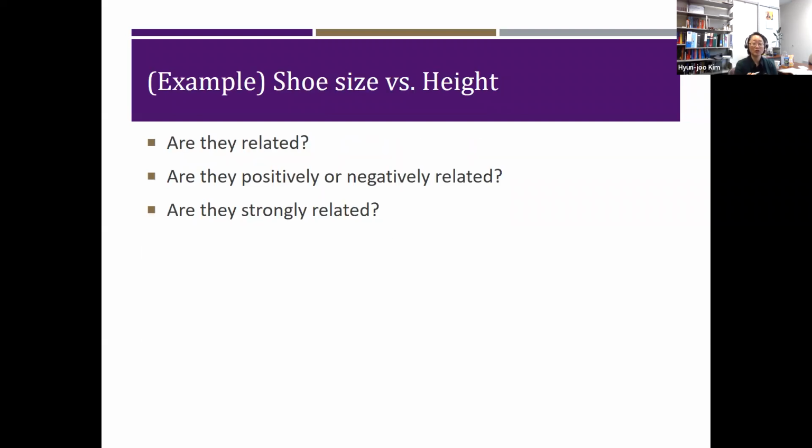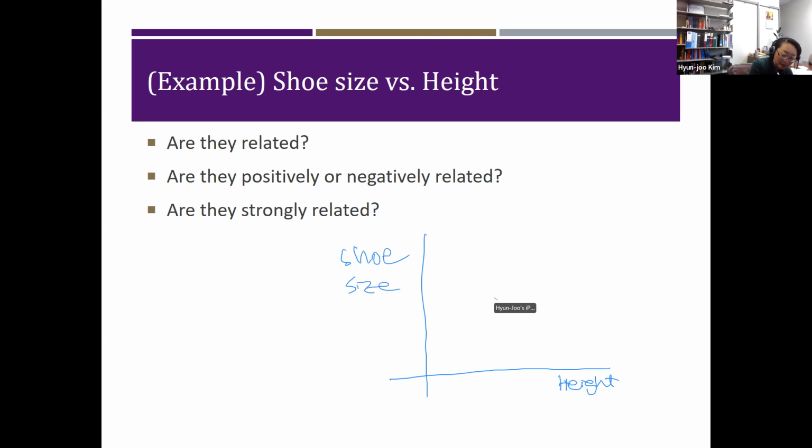Before we move on, when you have this type of question, the very first thing you want to do is draw a scatter plot. A scatter plot is nothing more than a two-dimensional plane with one variable on the x-axis, say height here, and the other, shoe size. Then we look at how the scatter plot looks, so we'll start from there.